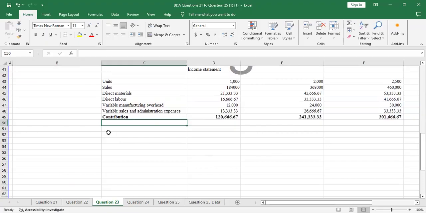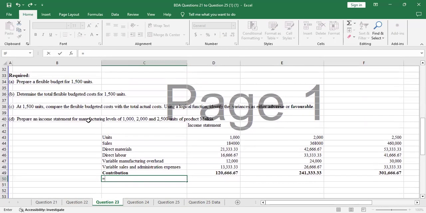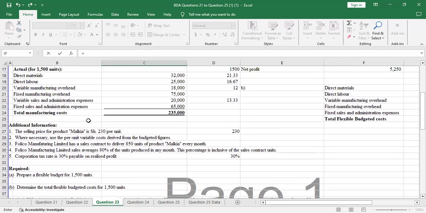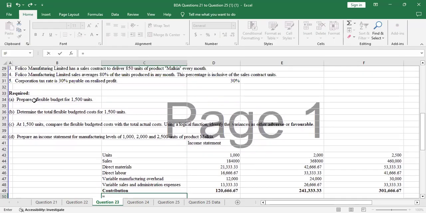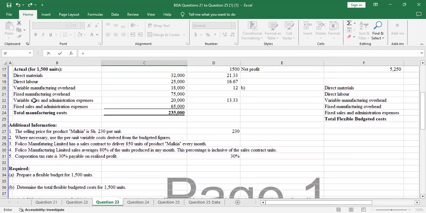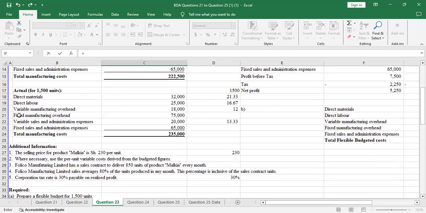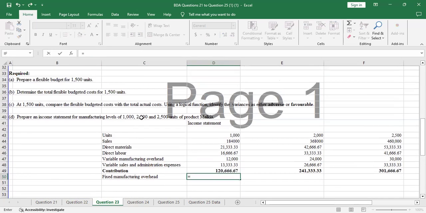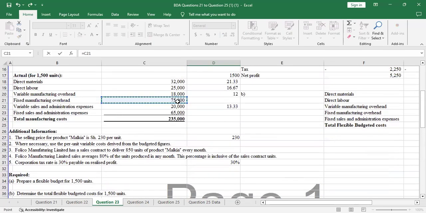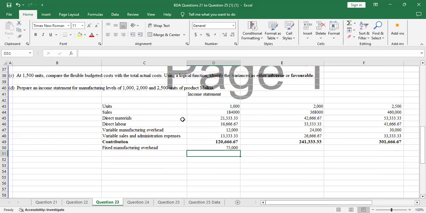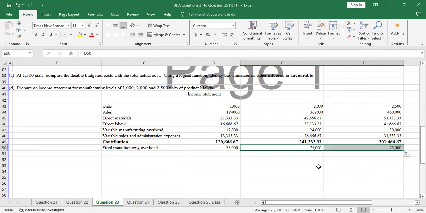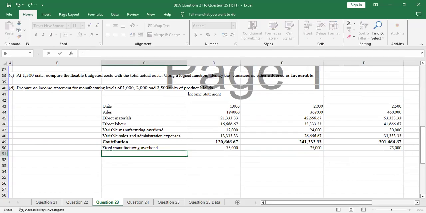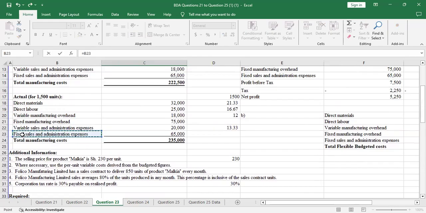Then I'll look at the fixed costs so that I can get the operating income or the profit before tax. The fixed manufacturing overhead remains the same regardless of the number of units produced. So we'll have it at 75,000. It will be constant all through, so you'll copy it for all these items. Then the same will happen to the fixed sales and administration.